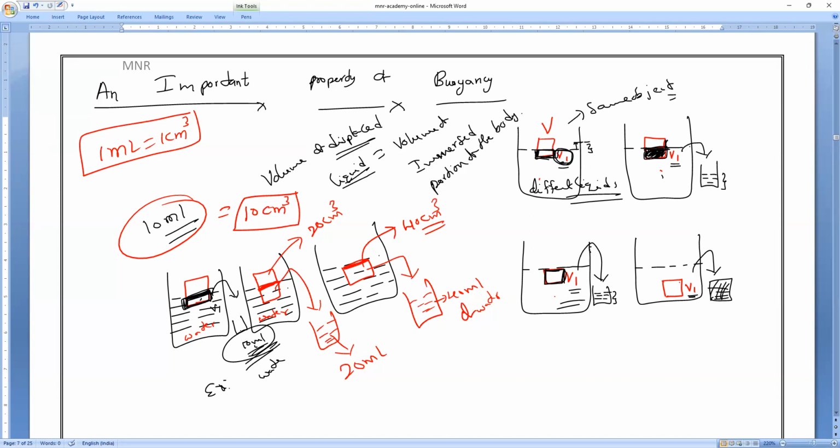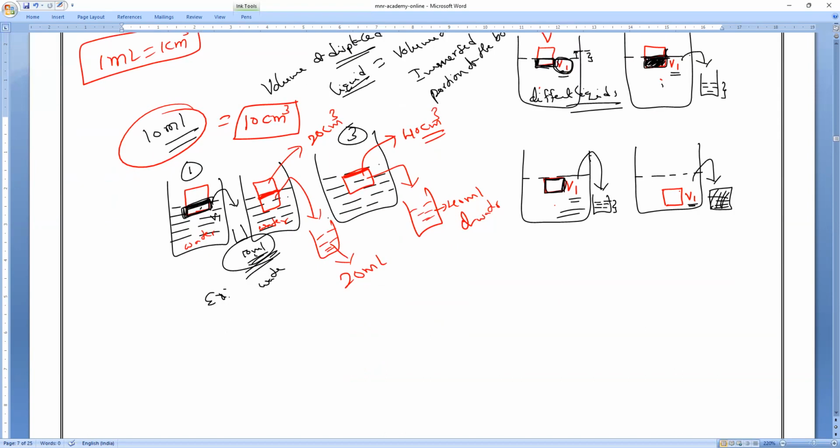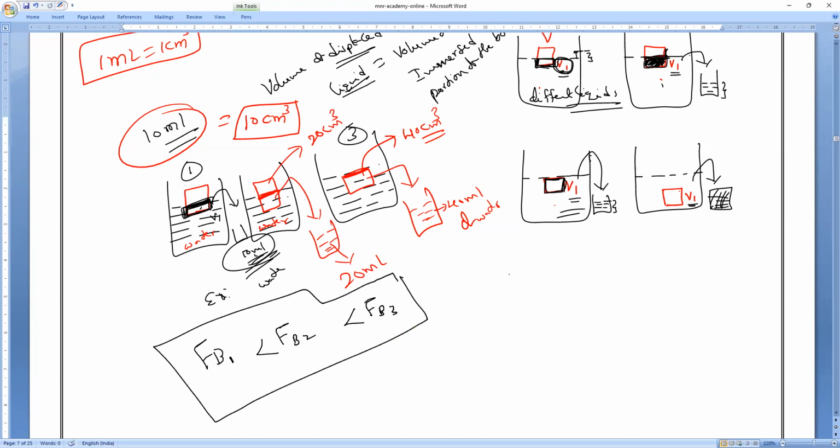So now when I went from case 1 to case 3, in which case is the buoyancy force greater? This is FB1, this is FB2 and this is FB3: the buoyancy force in 1, in 2, and in 3. Which is greater? FB3. Then after that I put a 4th beaker.